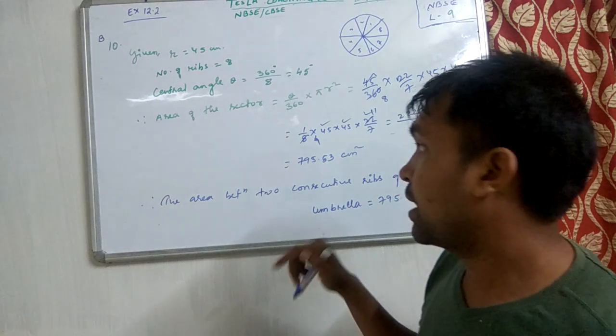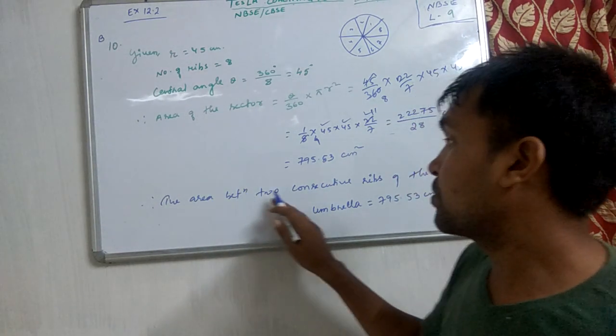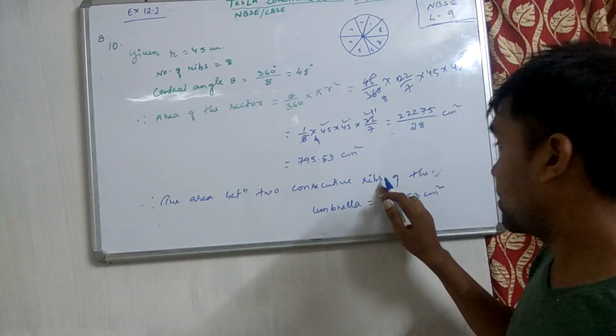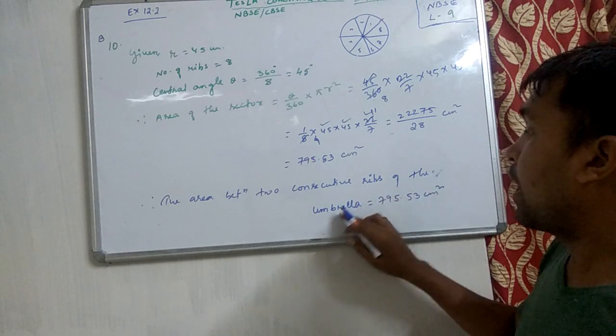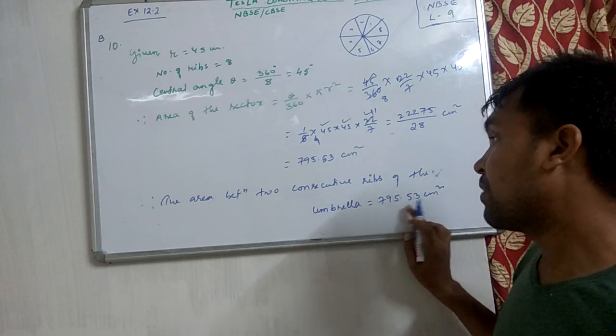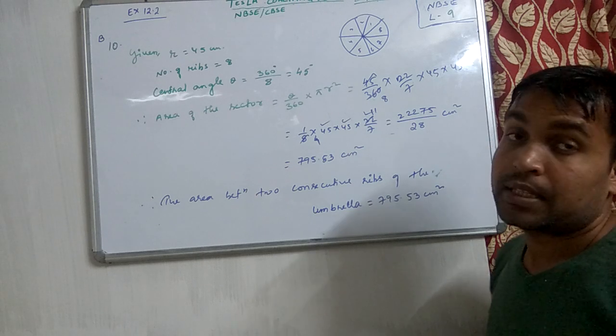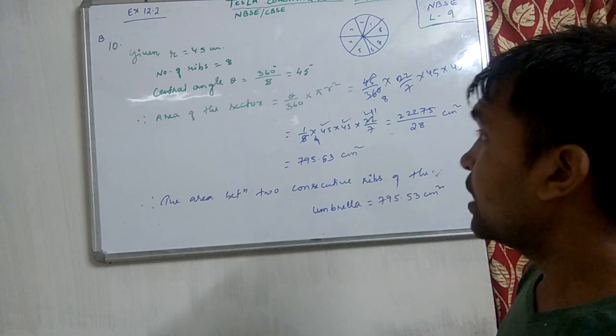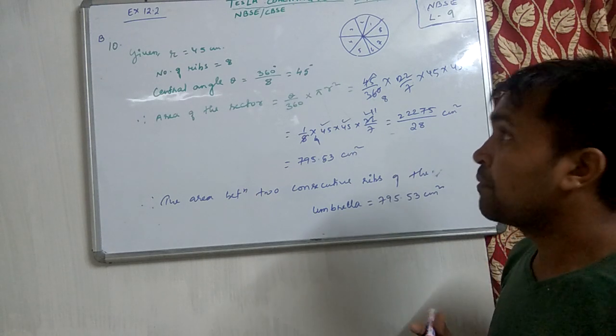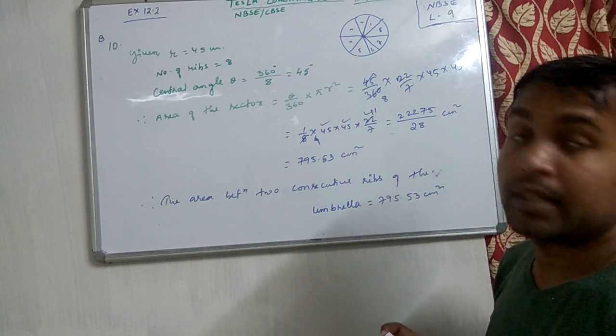This is what they are asking us. Therefore, the area between two consecutive ribs of the umbrella is equal to 795.53 centimeter square. Okay, so this is the end of question number 10. Now let us go to question number 11.